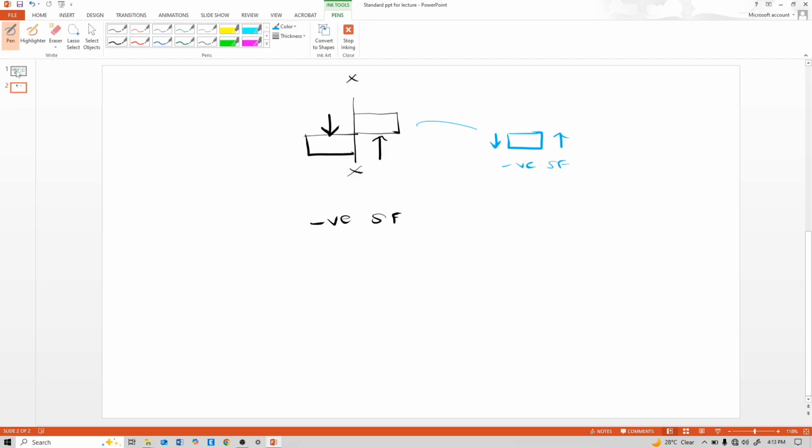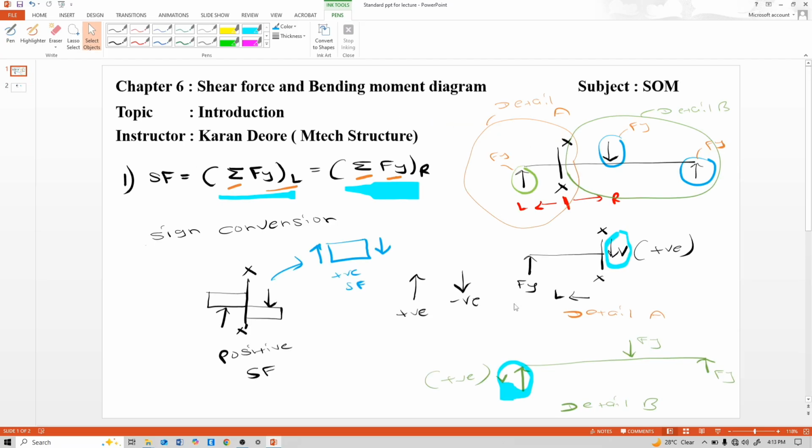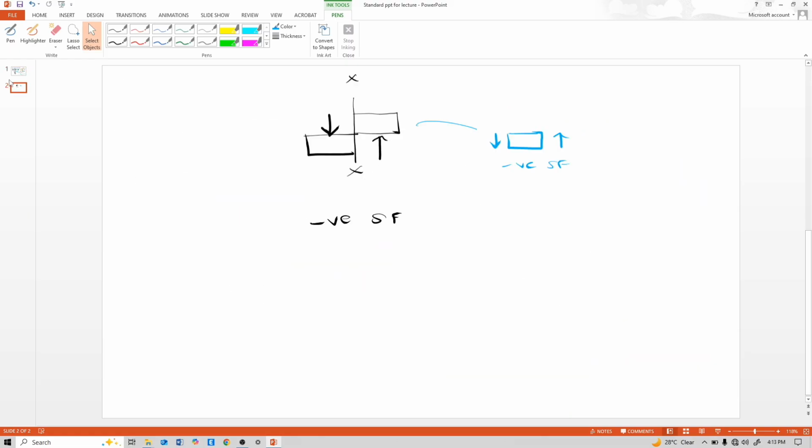So see, by definition, an upward force to the left of section or downward force to the right of section will be considered as positive shear force, as shown in this. And when the force is downward to the left side of the section and upward to the right side of the section, it will be considered as negative shear force.